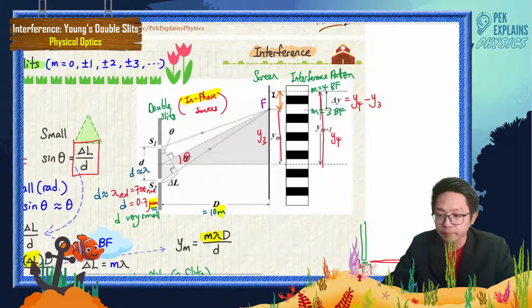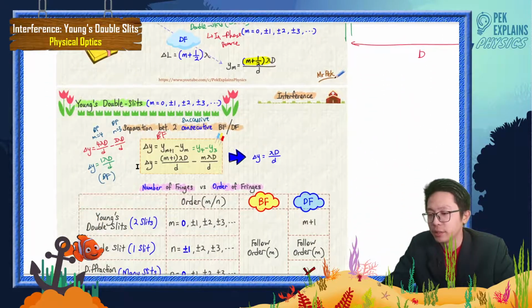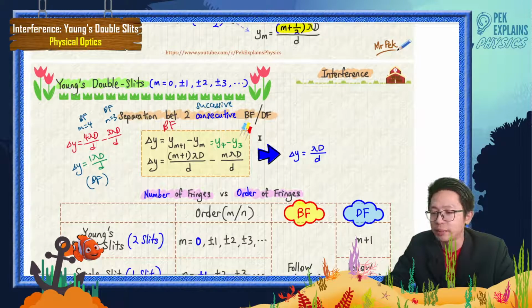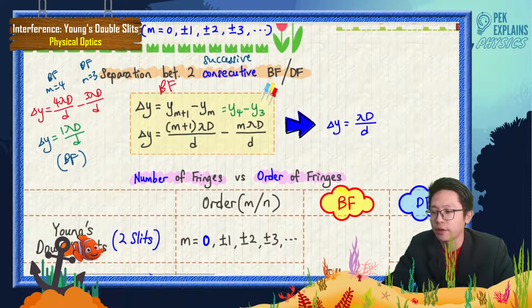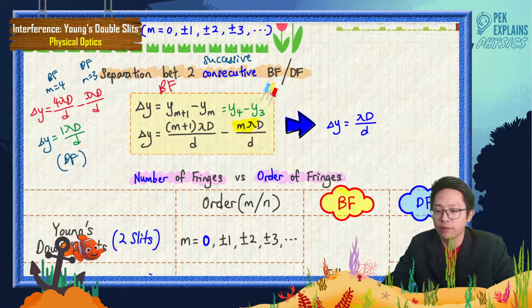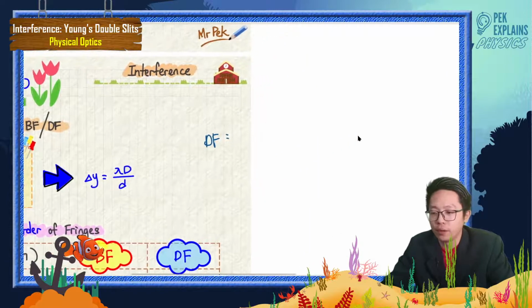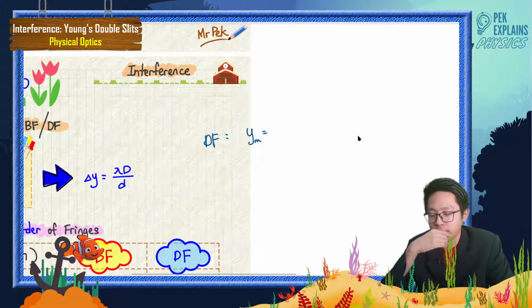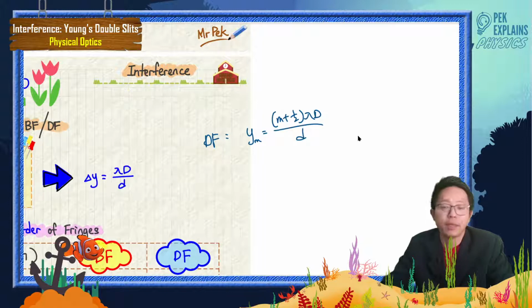That's the separation. Now, how about the dark fringe? We already got the bright fringe. Actually, it's the same. This one is for bright fringe because it is using m lambda. If we are using dark fringe, the formula for ym is (m plus half) lambda D over d, isn't it?